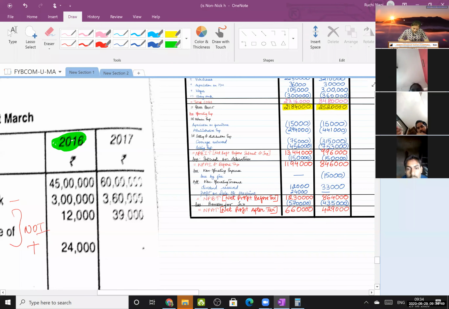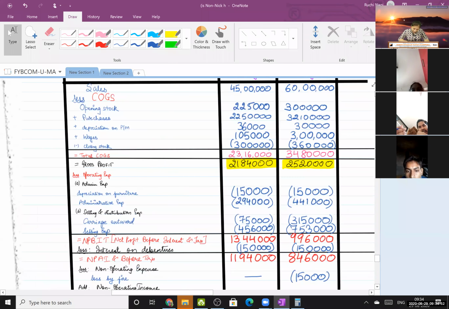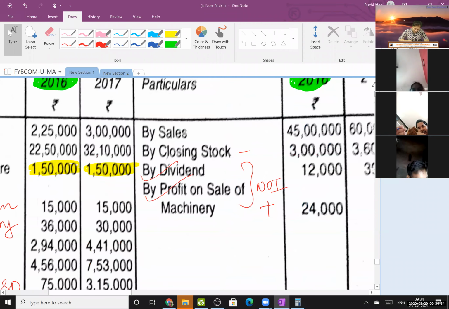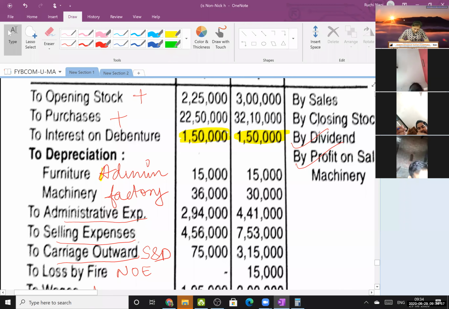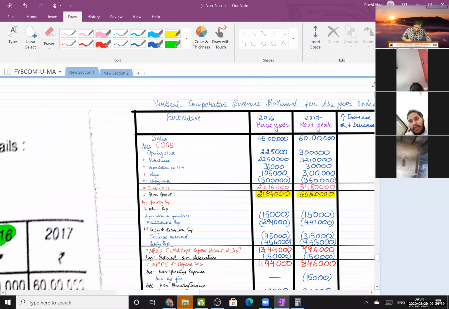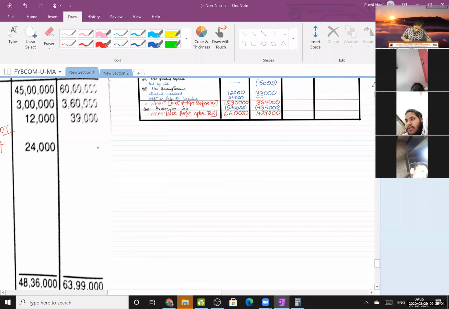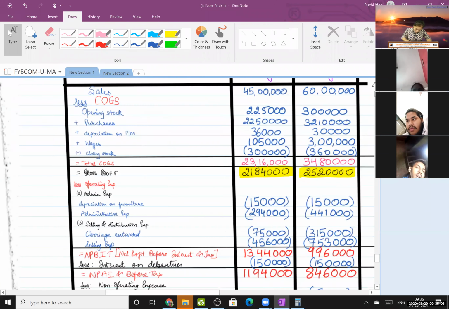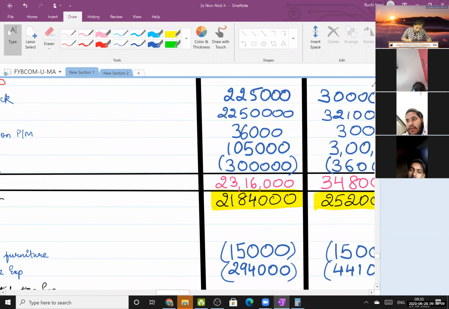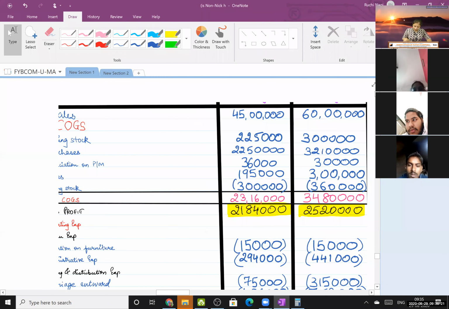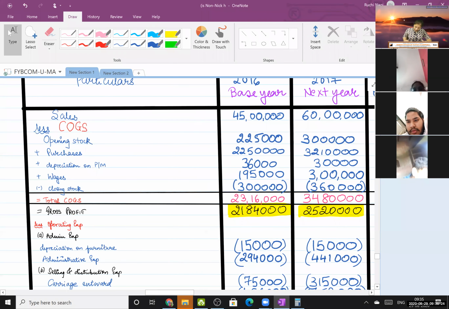How much wages did I take? 1 lakh. Oh, okay, wages is now 1,95,000. Okay. Fine, we got the error. Wages is 1,95,000, students. Yeah, so sorry. Here, wages is 1,95,000. Please change that there. 1,95,000. Okay. That's why I was wondering why it's not tallying.